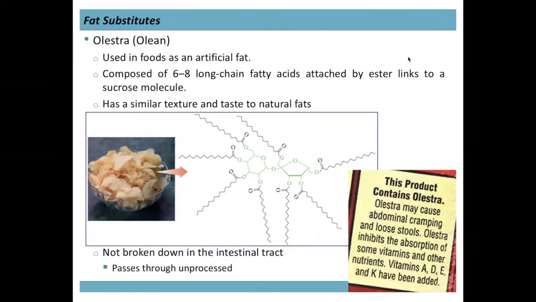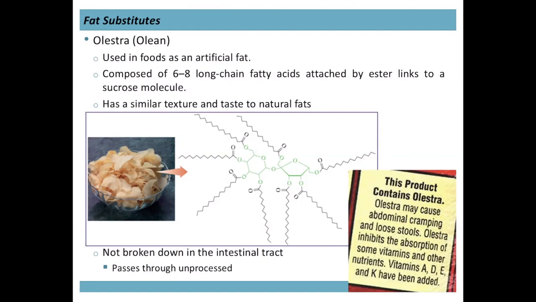Now, people have been trying to lose weight for a long time, and they realize that fat contributes to obesity. So one way to ideally reduce obesity is to reduce your fat intake. But fat tastes oh so good. So here's an interesting molecule that combines carbohydrates and fatty acids. You can see in the green, we've got the sugar, which is actually sucrose. And then each one of those alcohols is involved in an ester bond with a straight chain fatty acid. So it has a similar texture and taste to natural fats. It's known as olestra. It's not broken down in the intestinal tract, since it's not really a natural fat, but it has the same taste.